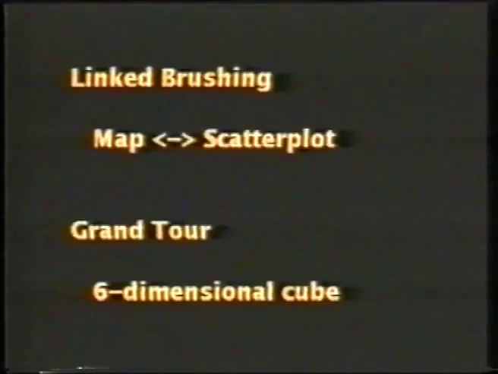The first example demonstrates linked brushing between places on a map and a three-dimensional scatterplot of measurements made at these places. The second example demonstrates the grand tour on data generated by placing a point at each vertex of a six-dimensional cube.